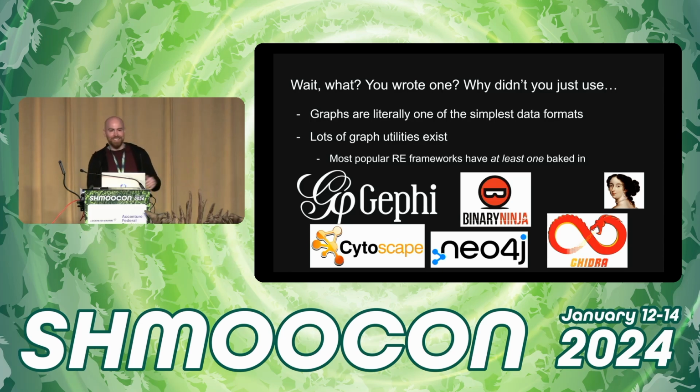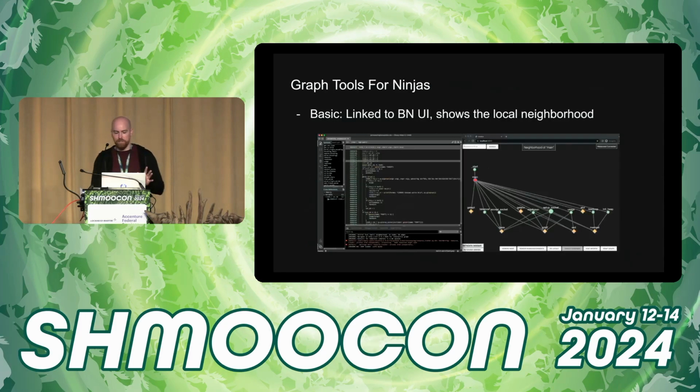I get it, right? More than one person was like, why did you bother writing something? Yes, lots of graph utilities exist. These ones on this slide are graph utilities and RE frameworks that have graph utilities. And you can do whatever you want. I just wanted something that had sort of live updating with Binary Ninja, and I could customize it. So really, as long as you can customize it, use whatever you want.